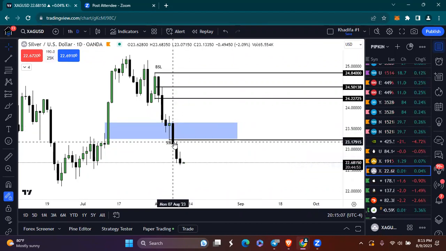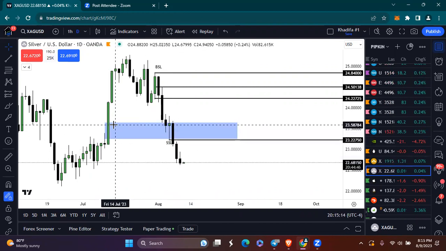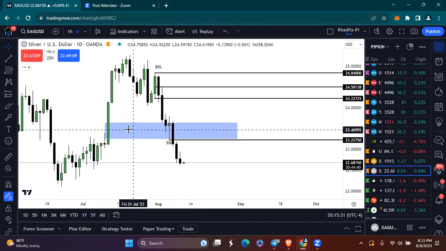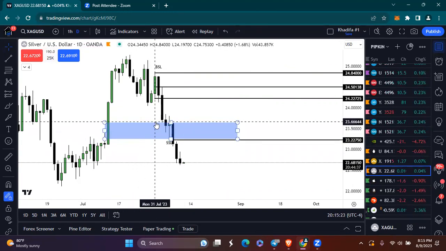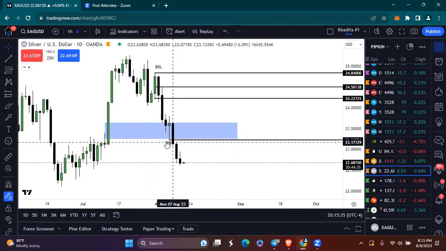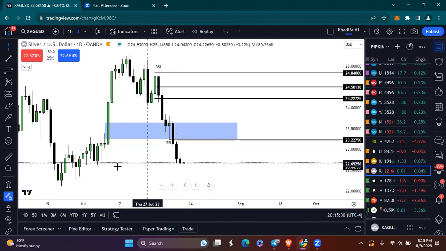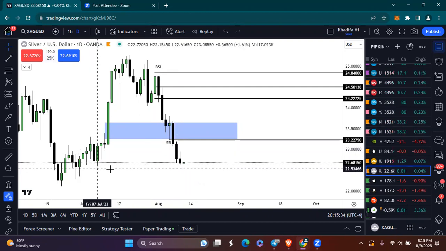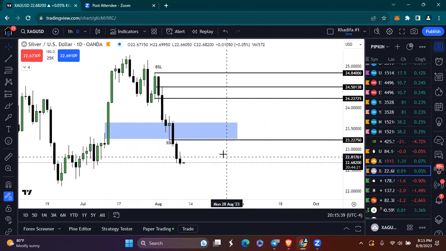We pushed down, ran sell side liquidity, and ran some more for silver. I told you guys that I wanted to see us break above and close above this shaded area, or break below and close below the shaded area, and then I would expect us to run and target the sell side liquidity. Well, we're very close to it, and that is silver.